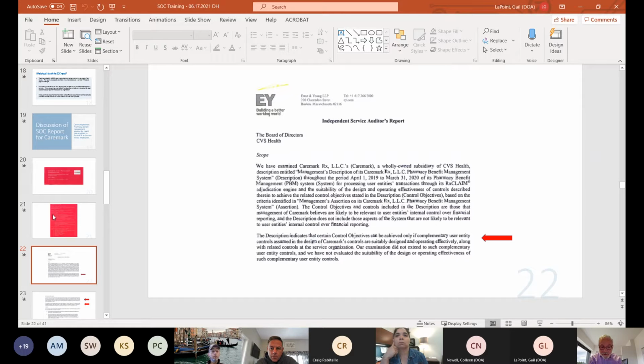But I highlighted the second paragraph here, and the description indicates that certain control objectives can be achieved only if complementary user entity controls assumed in the design of Caremark's controls are suitably designed and operating effectively, along with related controls at the service organization. So they're making a strong point here that it's really important that you consider these complementary user entity controls. And as I like to refer to it, this is where they're putting a fence around what they're responsible for and saying that it's really important that you look at the continuum of the controls, not only what they've got in place, but those that precede and maybe follow the piece that's done, in this case, by Caremark.